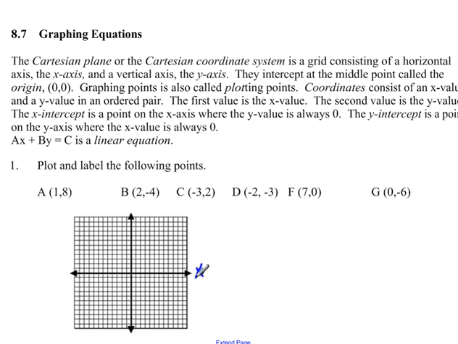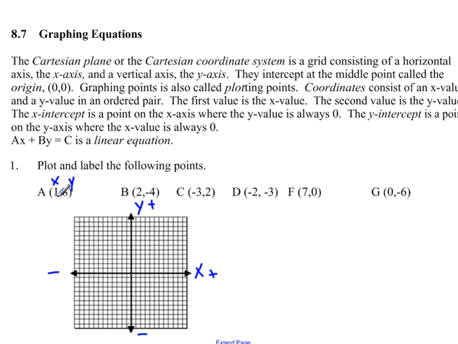The x-axis is the horizontal axis. The y-axis is the vertical axis. Recall that the first coordinate is the x, the second one is the y. The x is the first point, so you're going to move right if it's positive, left if it's negative. Then from there, you're going to move in the y direction, which is up or down. Up if it's positive, down if it's negative.